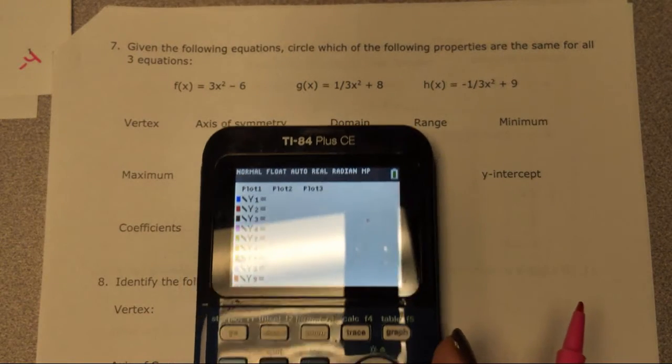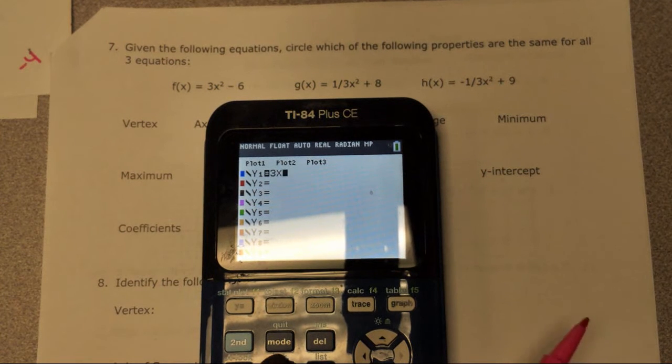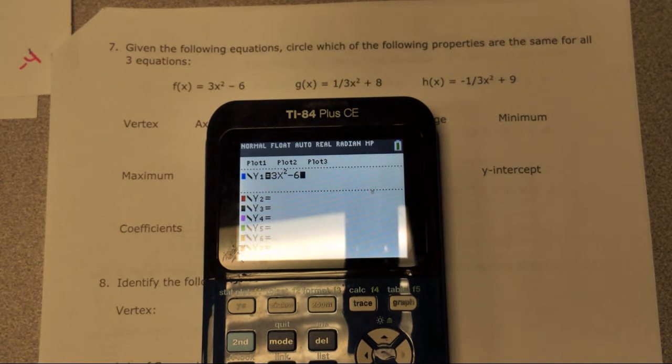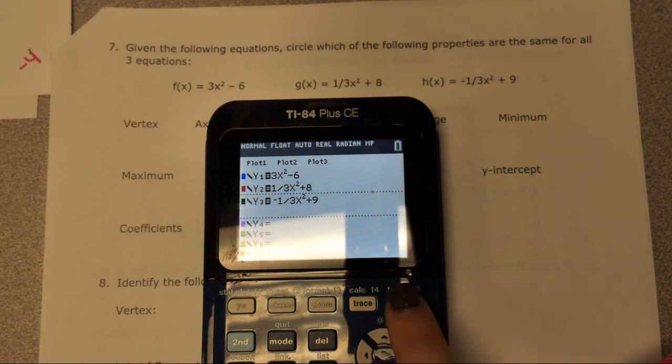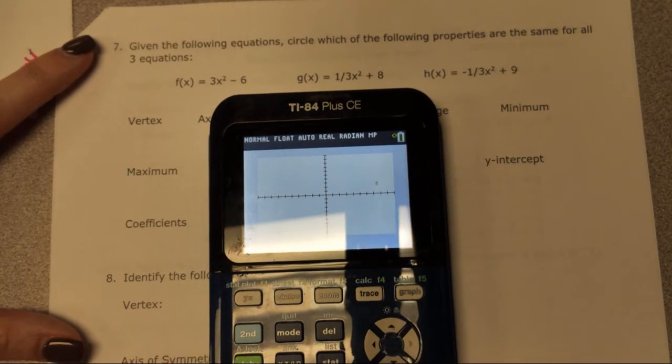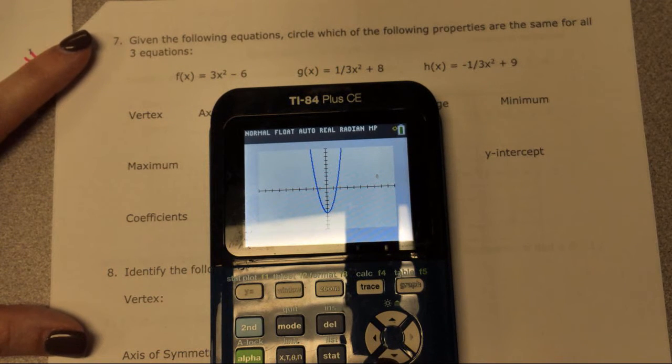The first equation we have is 3x squared minus 6. The next equation is 1/3 x squared plus 8. And then we have negative 1/3 x squared plus 9. If I graph them, I can see my 3 different equations.